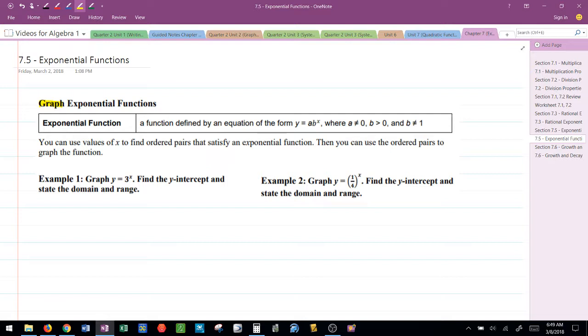Okay, so with an exponential function, you're going to be dealing with an equation that is in the form y equals a times b to the x. Now this power, notice, is x. That's where our variable is going to be. So let's jump right in and walk you through how to do this.